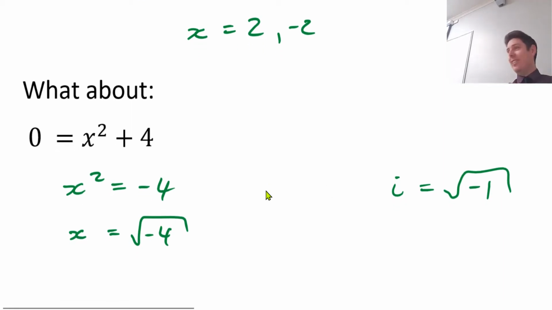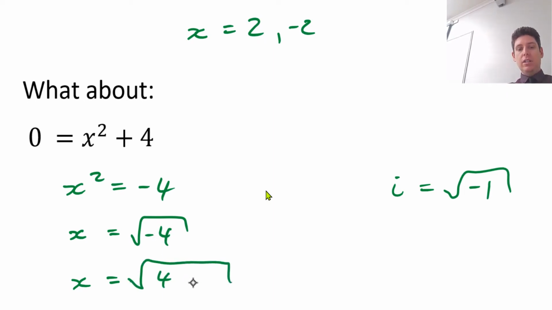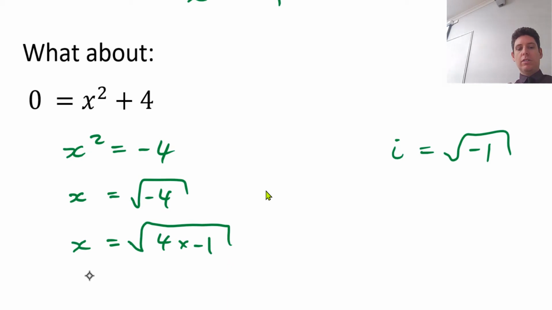So in Specialist, we can go one step further. We can separate this into two things, 4 and negative 1. What's the square root of 4? 2. And the square root of negative 1 is? Would it be plus minus? Yes, it should be plus or minus.